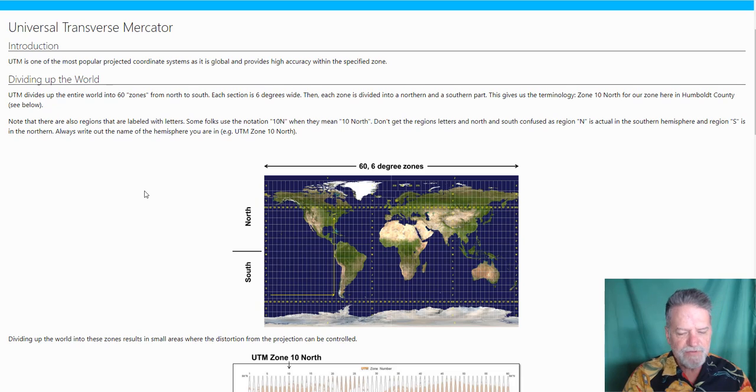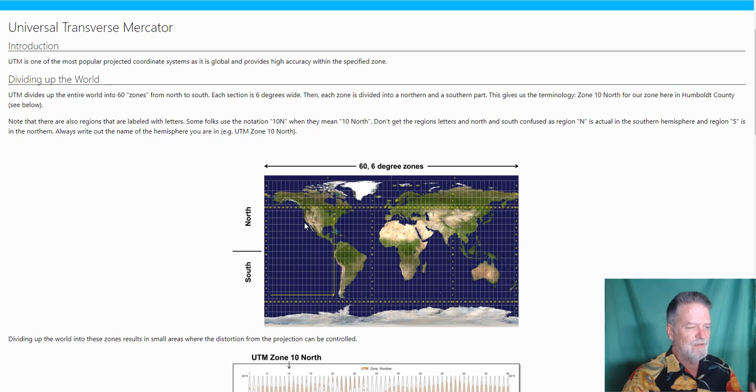It's Universal Transverse Mercator. It was created to cover the entire Earth. They actually break the Earth up into 6-degree zones. Okay, and you'll hear the term zone, like we're in zone 10 north. You'll hear that a lot. That's zone 10. Here we are right there. Okay, there's Northern California, and Humboldt County is right in the middle of zone 10.